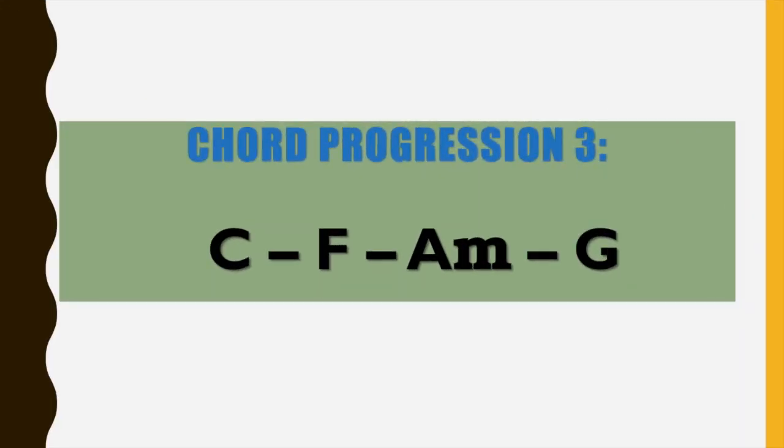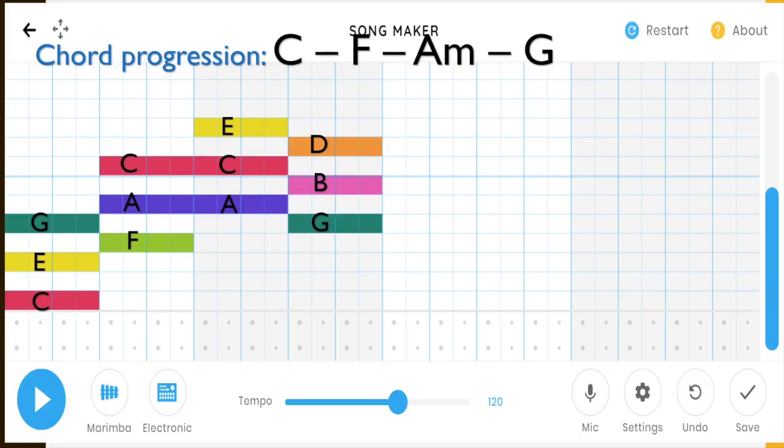Finally, let's look at the third chord progression, C, F, A minor, G. This is how it looks: C chord, F chord, A minor chord, and G chord. Let's listen to how they sound on the song maker.